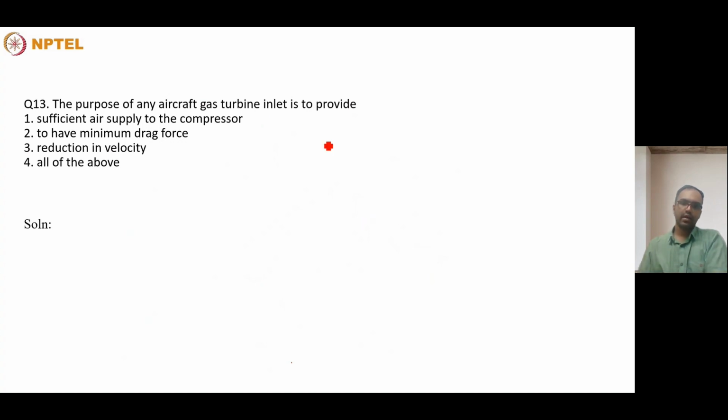What is the use of inlet? So the inlet will be acting as a diffuser where it increases the pressure and decreases the velocity of the incoming air. So reduction in velocity and increase in pressure, and also to provide sufficient air supply to the compressor, and also the inlet area should be sufficiently small to have minimum drag force. So the purpose of an aircraft gas turbine inlet is to provide all of the above. So the answer is D, option 4.